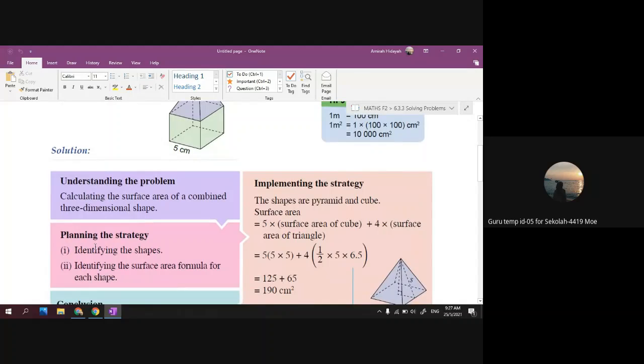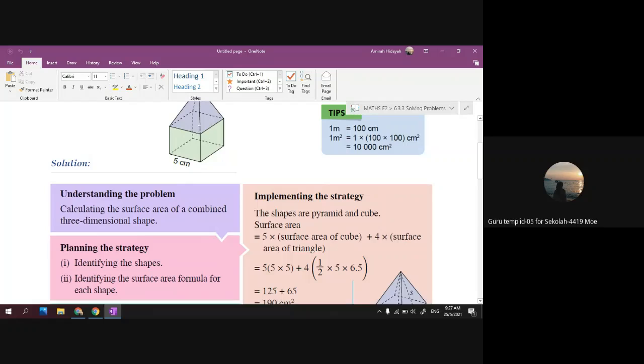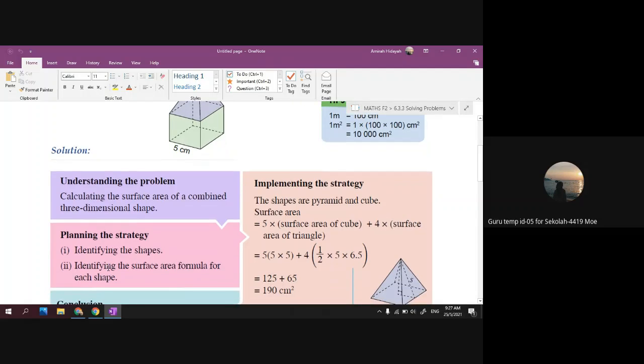And then you need to plan the strategy. So you need to identify the shapes involved. For this question we know already, shape yang terlibat adalah piramid dan juga cube. And then identify the surface area formula for each shape. So kamu dah you have learned in previous lesson kan, formula untuk nak cari surface area for the shapes, right? When you plan the strategy, then next you need to implement the strategy.